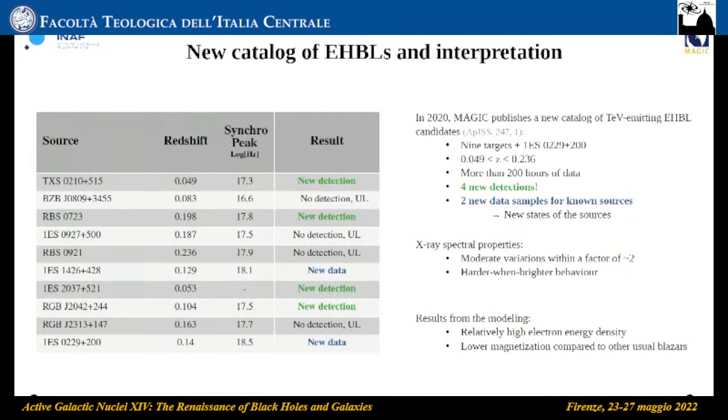the search for new extreme blazars is revealing new sources, but also new behaviors that are very difficult to understand and to put in a common framework of these sources. So for this reason, MAGIC is playing an important role in finding new sources. It's very difficult, and you can see it in this first catalog that we did. Among nine sources, we reached the detection of four new sources, and we took new data with new states of the source for two of them, and several non-detections with upper limits.